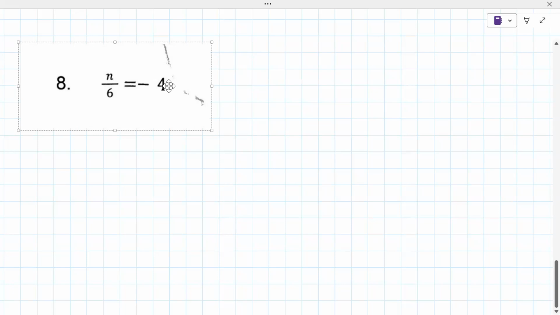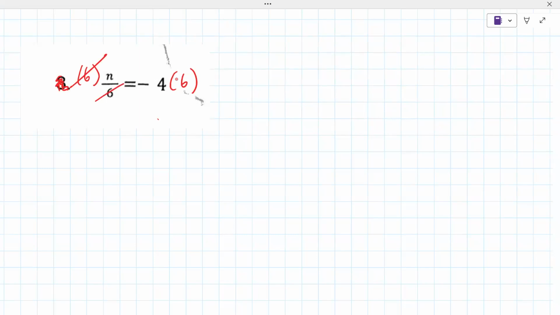Okay, so n is being divided by 6. So how do you undo division? With multiplication. Yeah, and you'll see me showing it in parentheses often. It does cancel, goes away. What's your final answer? I'm trying to figure out. Okay, yeah, take your time. Negative 4 times 6? Yeah, yep.